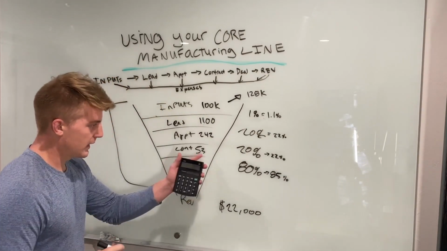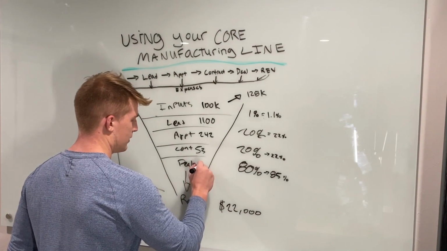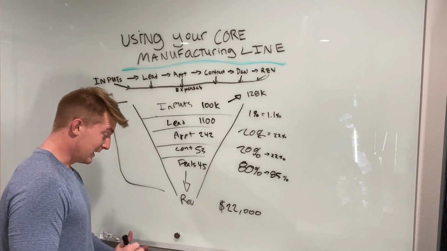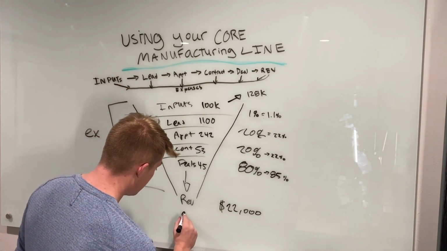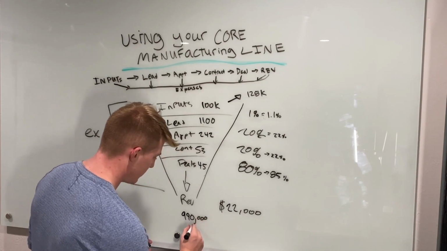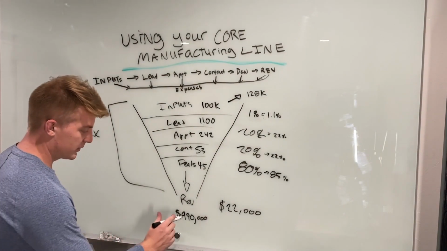All right, now what's 85% of 53? That is 45. Now 45 times 22K, that is, dang, 990K. I'll like my little comma there. Smackaroonies. And again, remember, we went from 640.